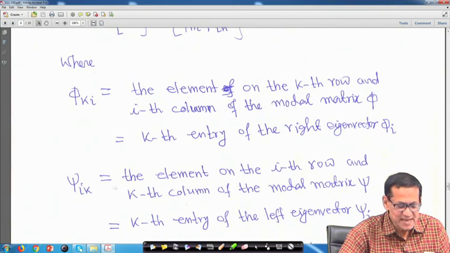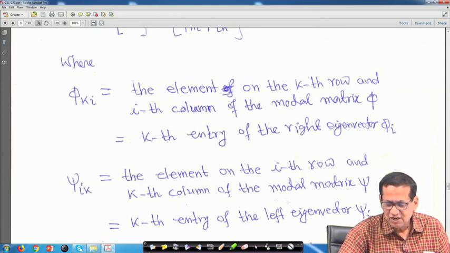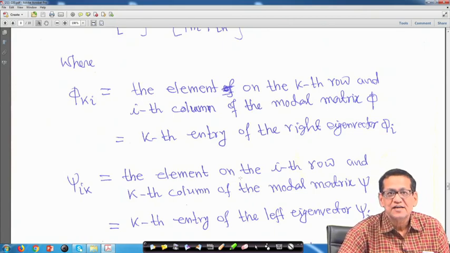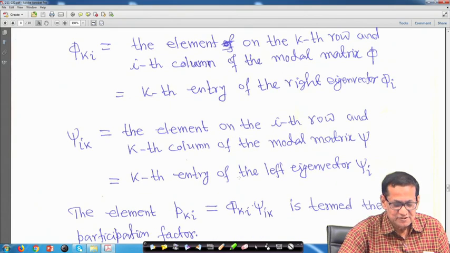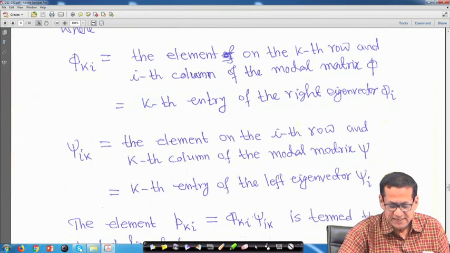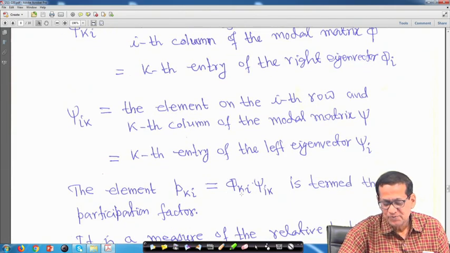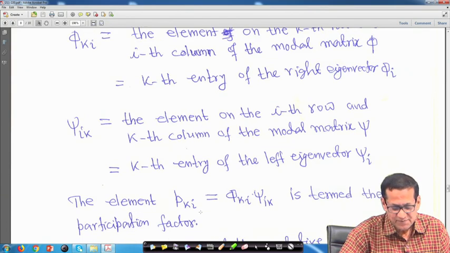Similarly for ψ_ik, the meaning is the same but the definition is just different. It is the element on the ith row and kth column of the modal matrix ψ, which is equal to the kth entry of the left eigenvector ψ_i. So, this is the meaning. And the element p_ki equal to φ_ki ψ_ik is termed the participation factor.